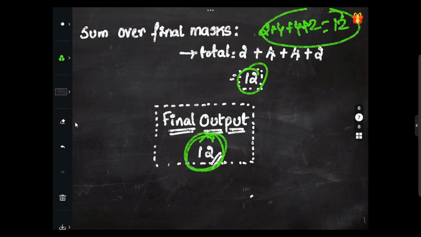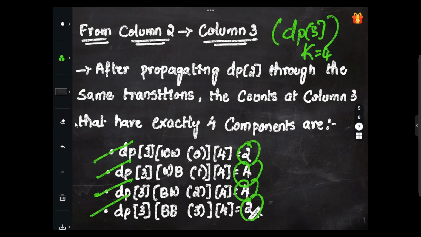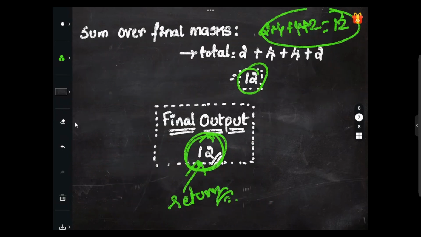So the output that we got here, this one we will return as output. The output that we got here is 12, which is equivalent to the output that they have mentioned for the example one within the question. So our approach works absolutely correct in this case.